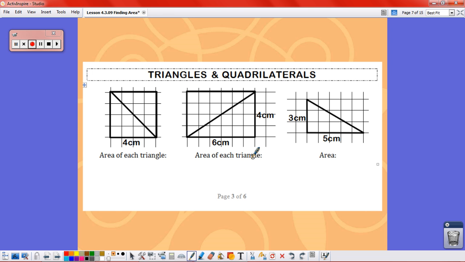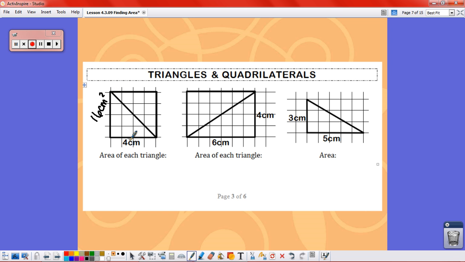Now we move on to triangles and quadrilaterals, and it gets a little more complicated. I want the area of each triangle, so just for one triangle. So I see that together these two triangles make a square, and the square is 4 by 4 is 16 square centimeters. But this triangle is exactly half of the square.